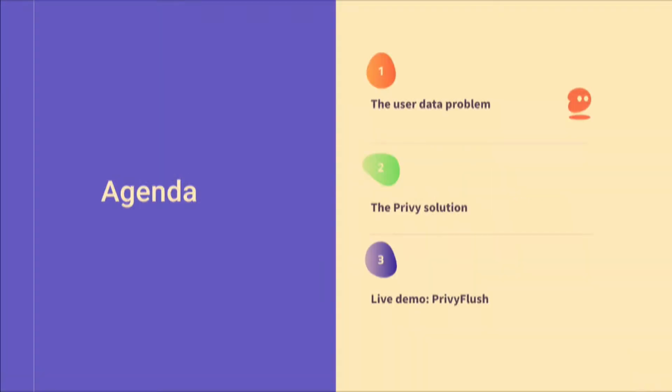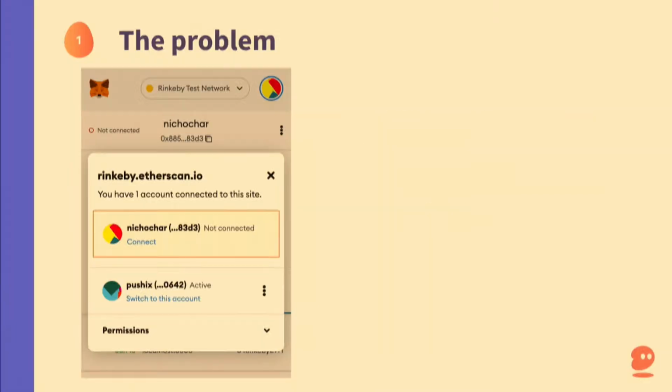So how are we going to structure this? We're going to talk a little bit about a problem that I like to call the user data problem. After that, we'll talk about how Privy is a solution to this problem. Privy fixes this. And finally, we'll get into the fun stuff with a live demo. So what do I mean by the user data problem?